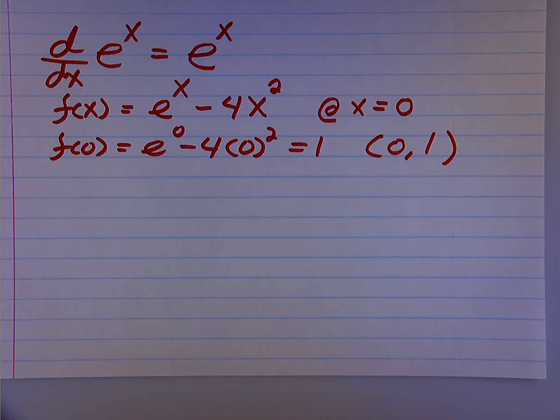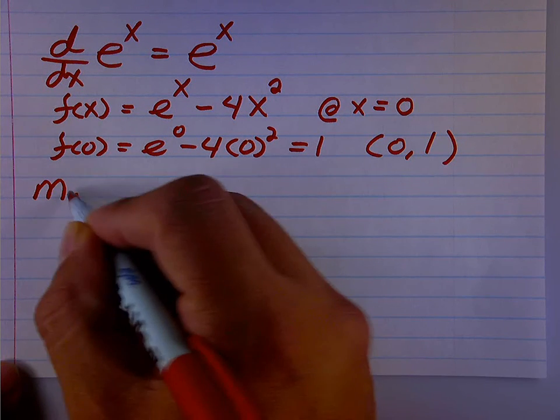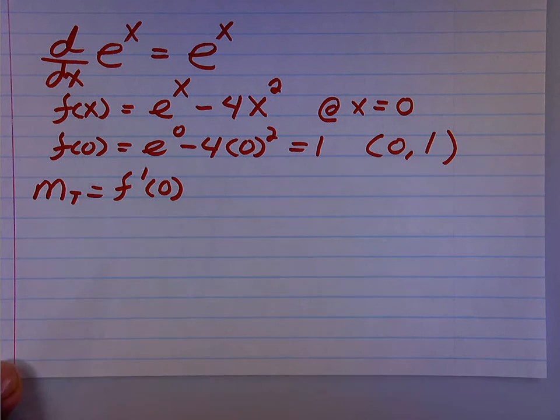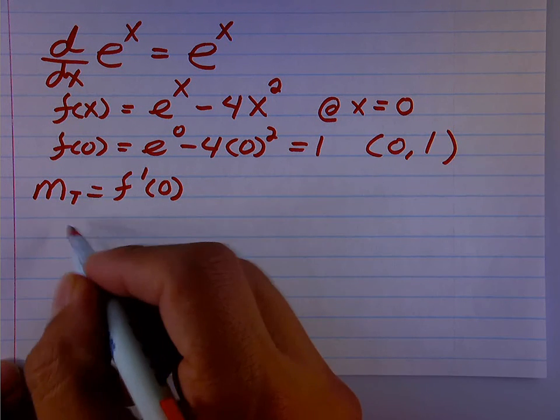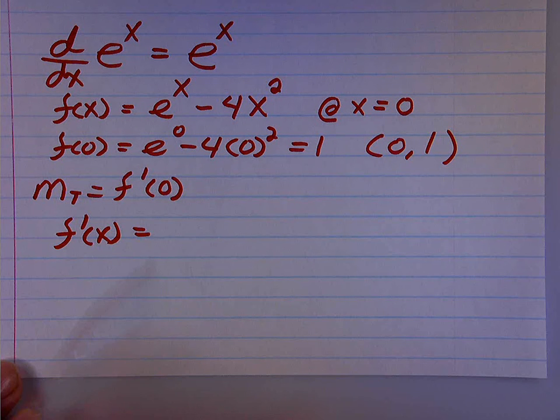Now I want the equation of the tangent line at x equals 0. The tangent line at x equals 0 has the slope that is equal to the instantaneous rate of change of the function at x equals 0. So the slope of the tangent line equals f prime of 0. I need to find f prime.